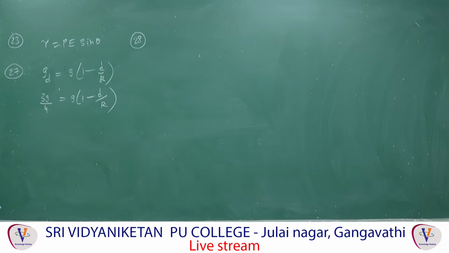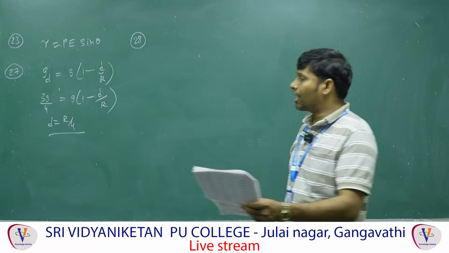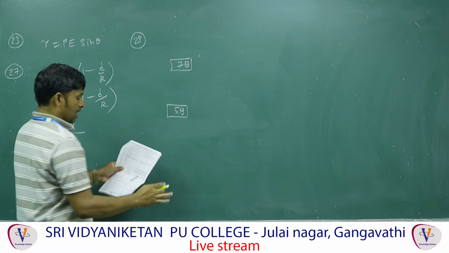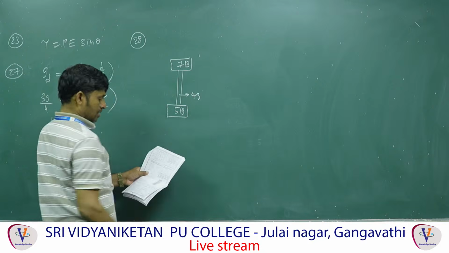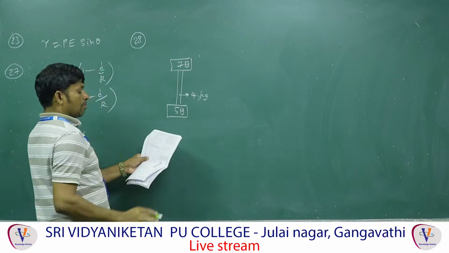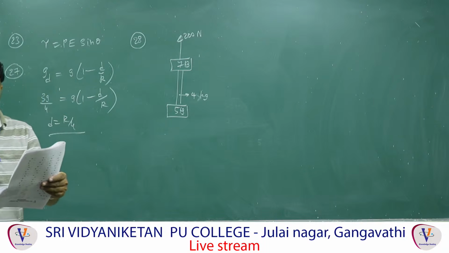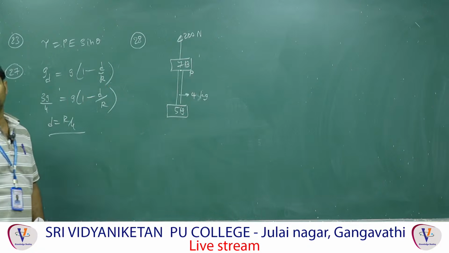Problem 28. There are two bodies, one is 7 kg, the other one 5 kg. In between them is a chain, and that chain has a mass of 4 kg, pulled by a force of 200 newtons. What is being asked is the tension in the rope at the top of the heavy rope, at the point P. Here, given point P, what is the tension?